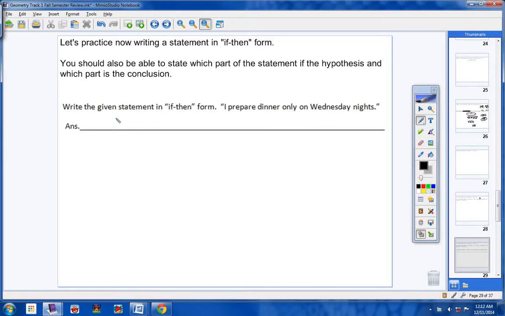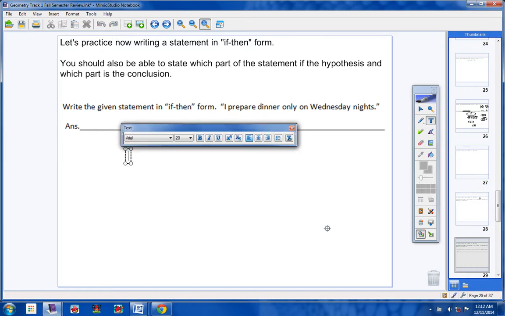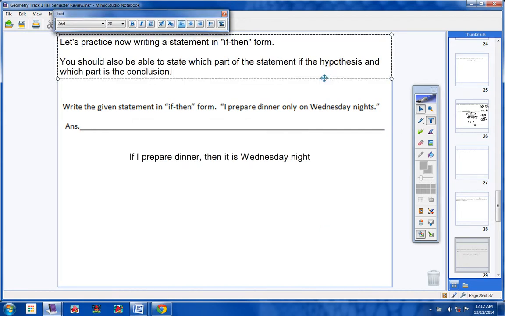Please copy this down, students. Write the given statement in if-then form. I prepare dinner only on Wednesday nights. Now, sometimes students, it is easy to get the if and the then part turned around. So here's what I encourage my students to do. I encourage you guys in the test to write it both ways and just see which one makes sense. For example, if I prepare dinner, then it is Wednesday night. Okay, that's one way to write it. Do you see that? Take a look at that.